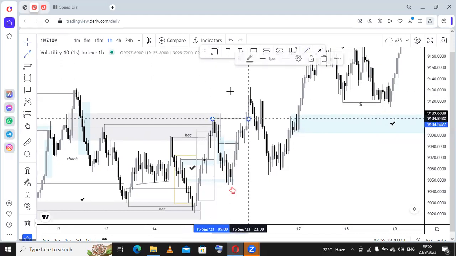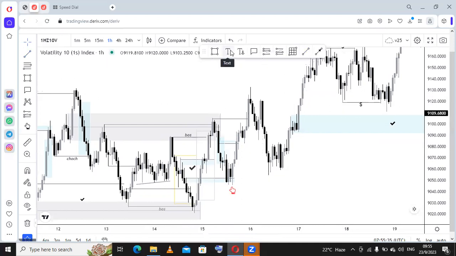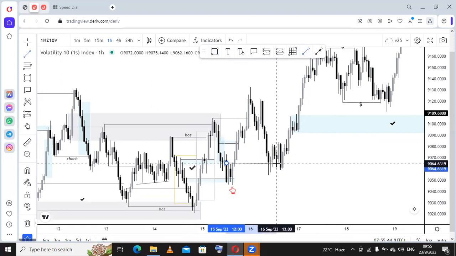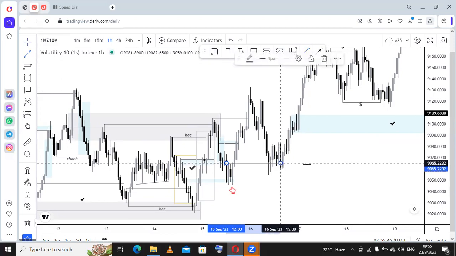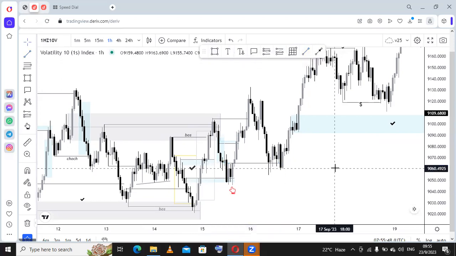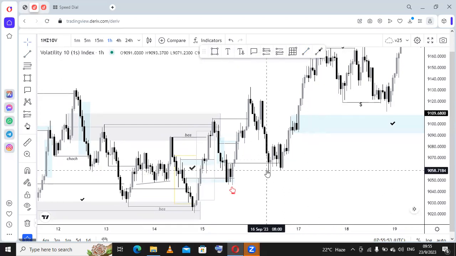So you should be careful how price is coming back to your zone or whatever strategy you use. You have to be careful how price is coming back. So this is our next area of reaction, which means we're gonna be looking for an entry here. All right.